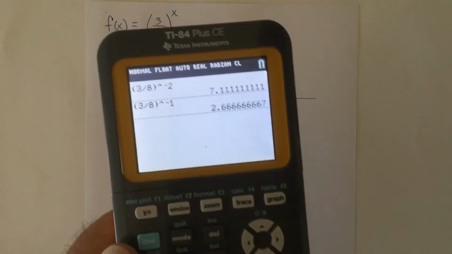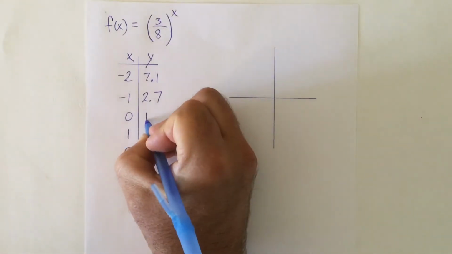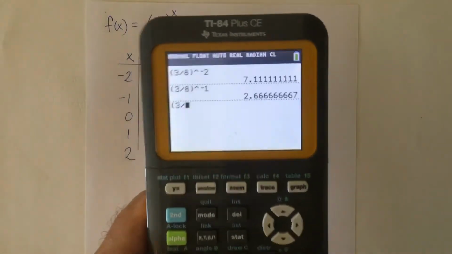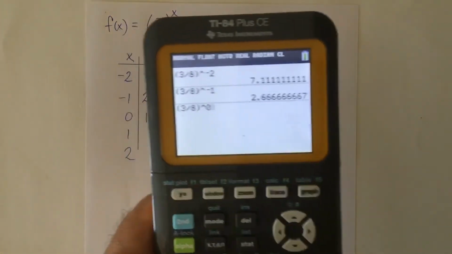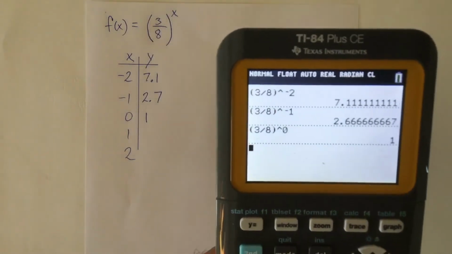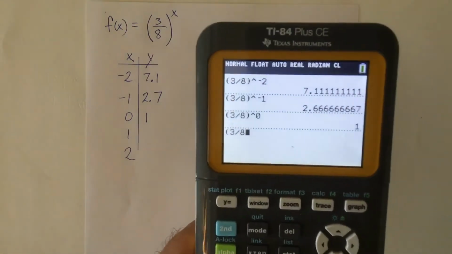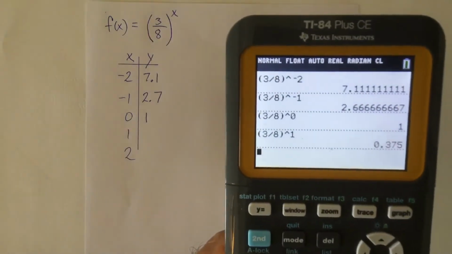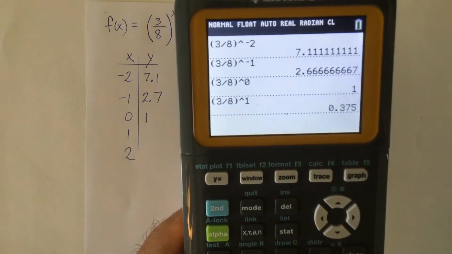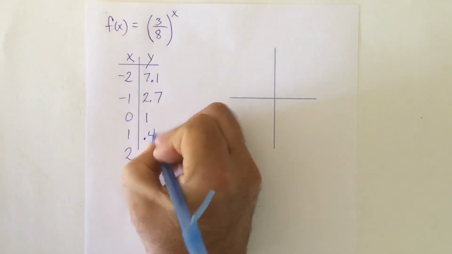If I plug in 0, heck, I'm going to save myself a little work. I plug in 0, I'm going to get out 1. No matter what, you take any number to the power of 0. Well, it's a fraction. Yeah, go ahead. Let's see what happens. Bam, it's a 1. Now, 3/8 to the power of 1 is 3/8. But if we're going to work in decimal, let's just keep doing it. That would be 0.4 if I rounded that thing off. 0.4. We're just going to round off all decimals.